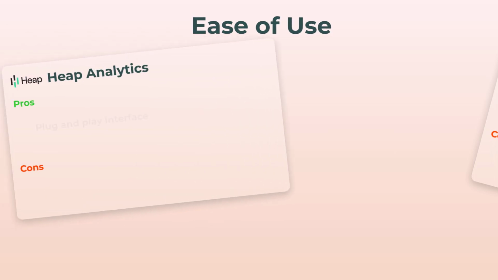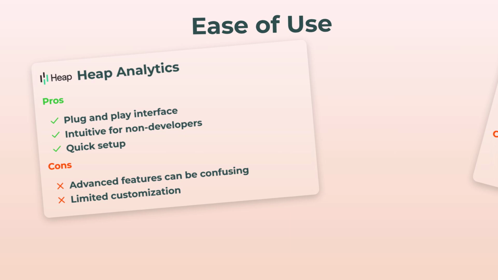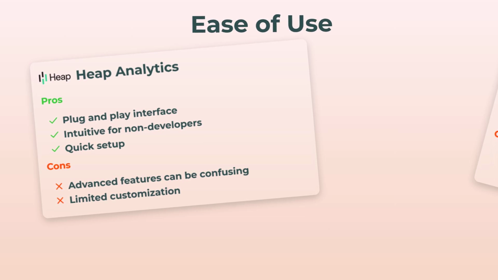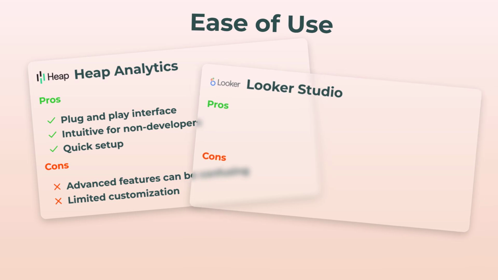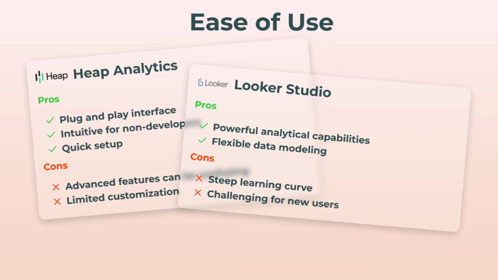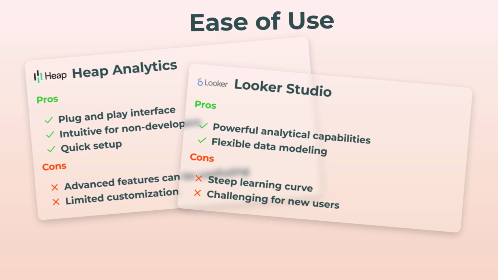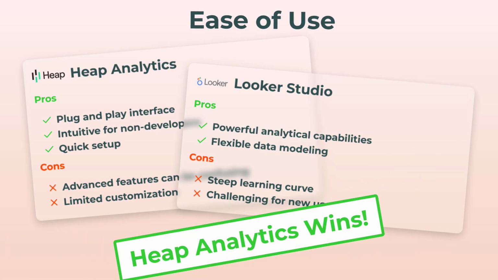All right, time for ease of use. Heap is straight up plug and play. You don't need to be a developer, setup is quick, and the interface just makes sense, especially if you're not the most technical person in the room. Some of the more advanced stuff can get a bit overwhelming, and there isn't a ton of customization, so watch out for that. On the other side, Looker Studio, it's powerful, it's flexible, which is great, but honestly, the interface can be intimidating. There's a learning curve for sure, especially if you're new. So if you want something that's just easy and works, Heap is the winner here.